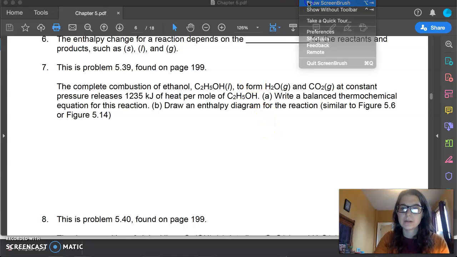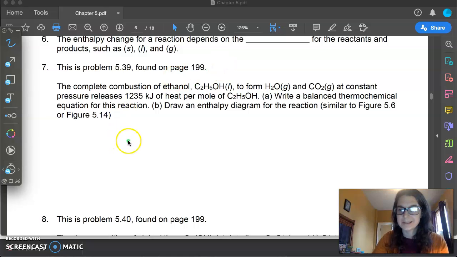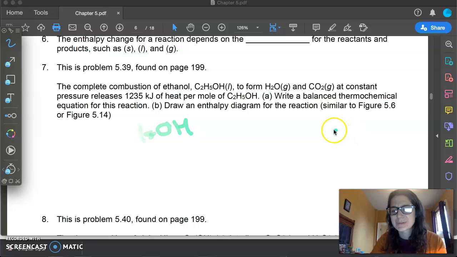So we'll see if I can use this screen brush thing. It's not the best, but whatever works during these times. Of course, our reactants are going to be C2H5OH. That also disappeared, which is annoying. I can't fix it, I'm sorry.